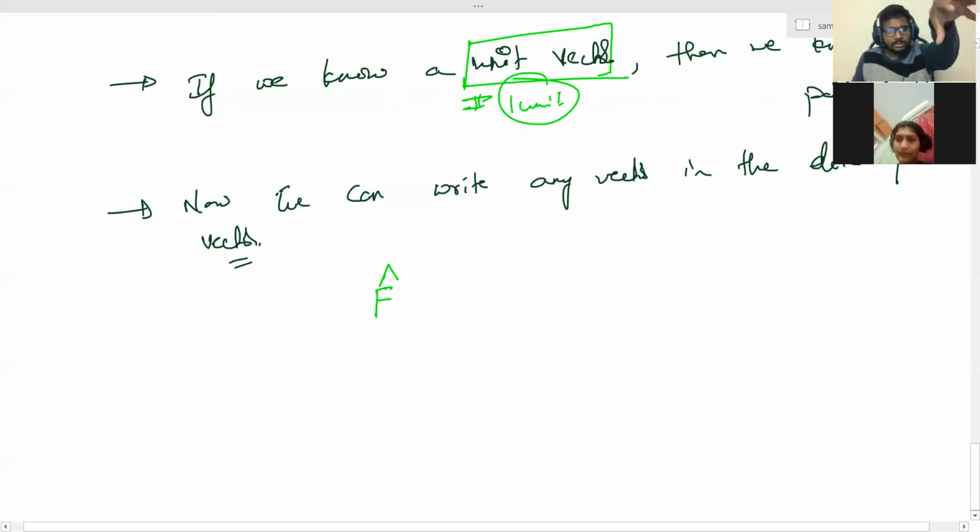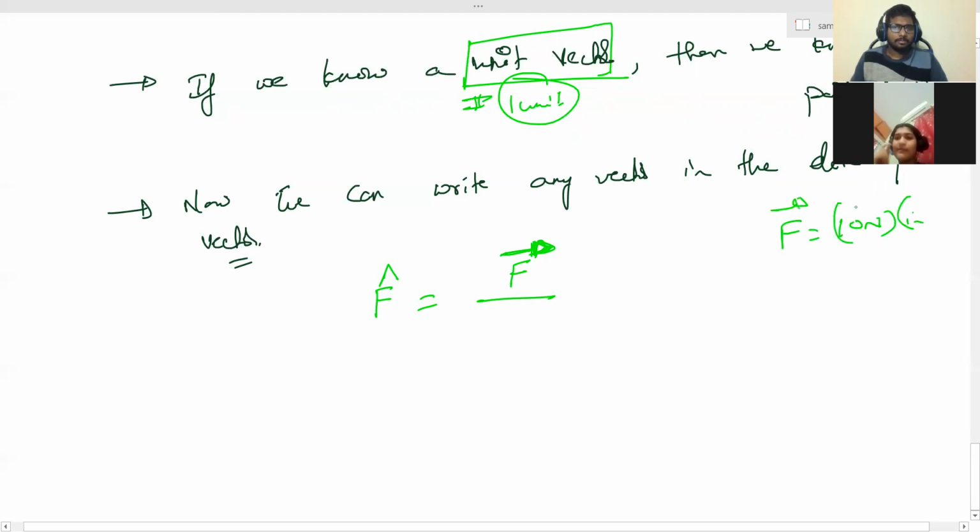Another important thing: if you want to get a unit vector, that is the force vector here in the question I have given, you have taken the F vector and direction. When I write the vector symbol, you get the direction also. There I told magnitude 10 newtons in east. That is the representation of magnitude and direction.